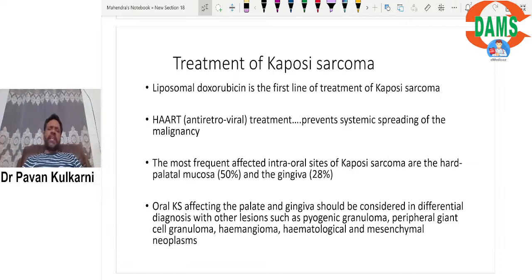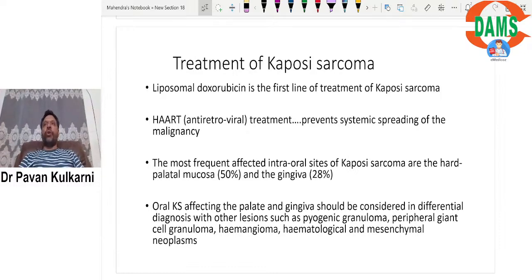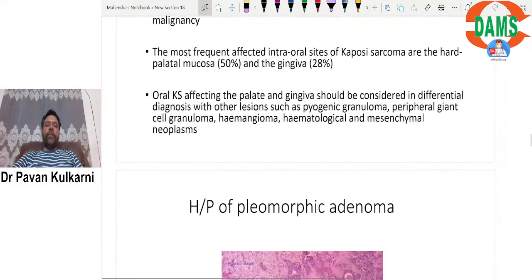Kaposi sarcoma, this is again a very classical question: which part of the oral cavity does it affect? Usually it affects the hard palate. 50% of the cases affect the hard palate. 28% of cases involve the gingiva. So please remember the name of the drug, doxorubicin, and the most common sites for Kaposi sarcoma.